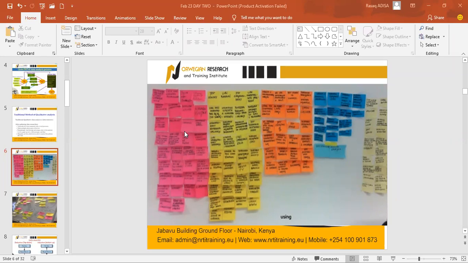So what you see stuck to the wall here, you can see the color pink. That color pink represents one category of answers. Let's say, for instance, this color pink represents the impact of climate change on agricultural food production. So these are the statements, these are the sources that we got, these are the codes that we got that explain the impact on agriculture.